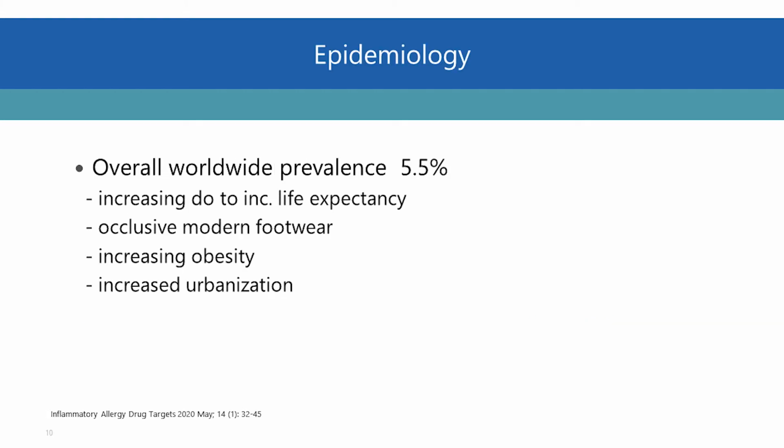The prevalence of onychomycosis is increasing worldwide. The overall prevalence is 5.5%. Again, this is increasing due to increased life expectancy, the increased use of modern occlusive footwear, the increase of obesity, and increased urbanization.